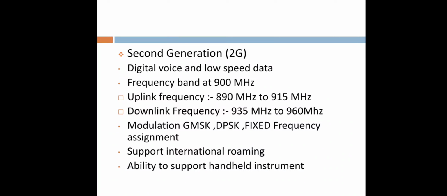Downlink frequency 935 megahertz to 960 megahertz. The modulation techniques used are GMSK, DPSK, fixed frequency assignment, support in international roaming, and ability to support handheld instruments.